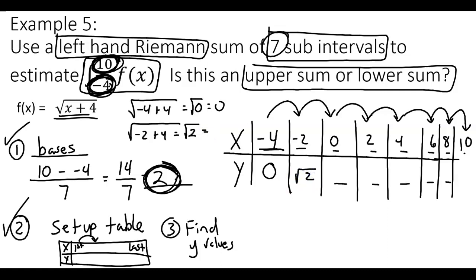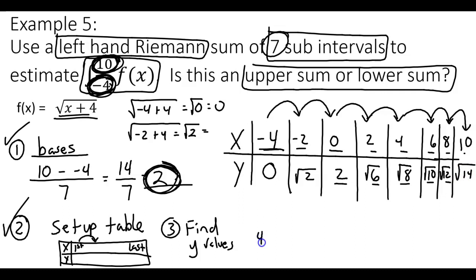I'm not going to show my work, but if you plug in 0, you would get 2. If you plug in 2, you'll get square root of 6. If you plug in 4, you're going to get the square root of 8. If you plug in 6, the square root of 10. And if you plug in 8, the square root of 12. And if you plug in 10, the square root of 14. Okay? So there's my y values.